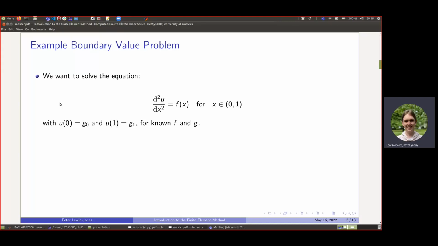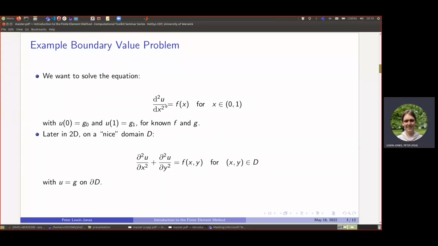Okay, so here's an example problem that we can solve using the finite element method. We have a second order differential equation here. Second derivative of u with respect to x is equal to some known function f of x on the domain 0, 1, where we're prescribing the values of our unknown u at the endpoints of the domain. This is what we call a boundary value problem because we have conditions on all the boundaries of the problem, unlike an initial value problem where all the conditions on the solution are specified at the start of a domain.